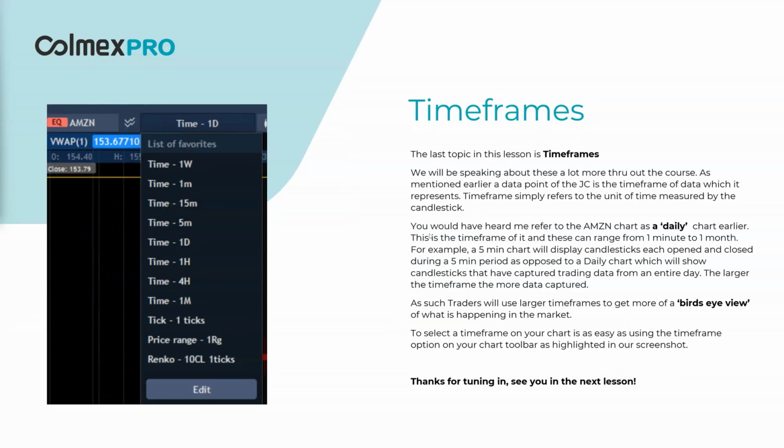For example, a 5-minute chart will display 5-minute candlesticks, each opened and closed during a 5-minute period, as opposed to a daily chart which will show candlesticks that have captured trading data from an entire trading day. The larger the time frame, the more data captured. As such, traders will use larger time frames to get more of a bird's eye view of what is happening in the market. To select a time frame on your chart, it's as easy as using the time frame option in the toolbar of your chart, as highlighted in our screenshot to the left.